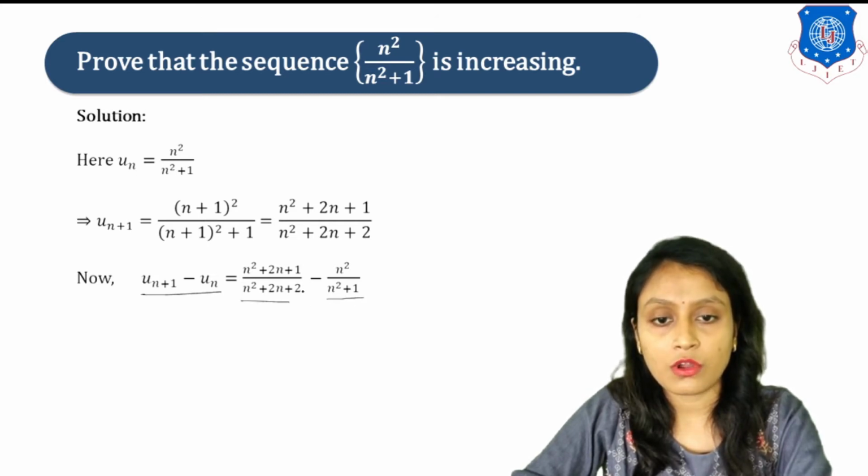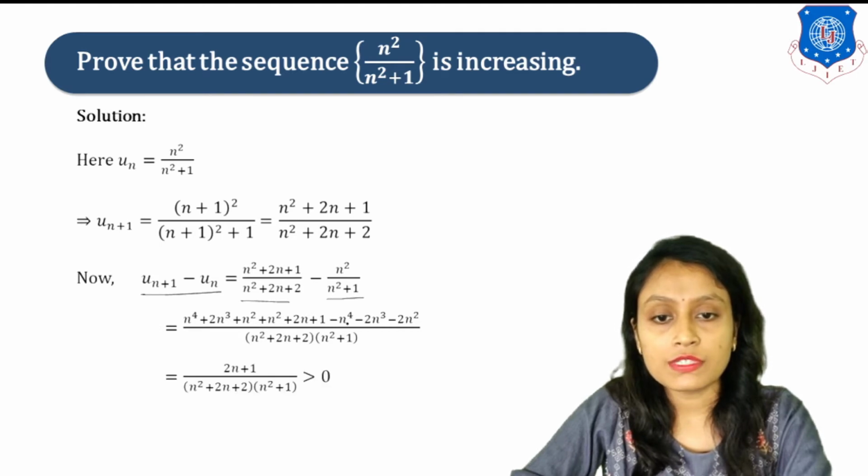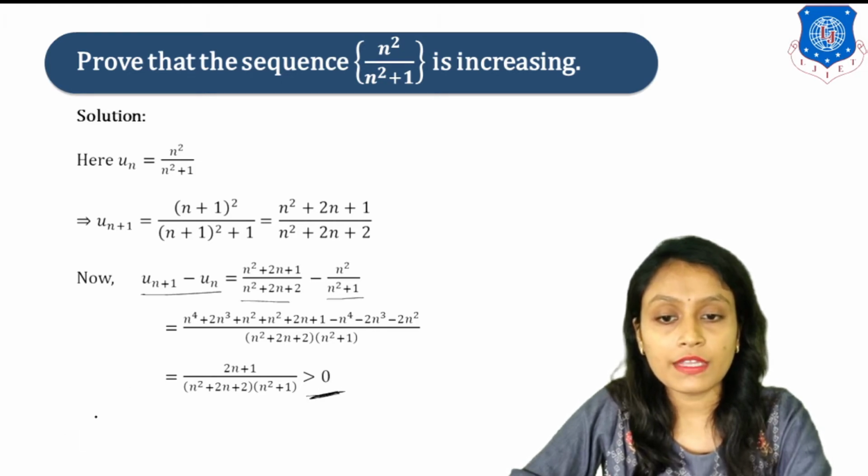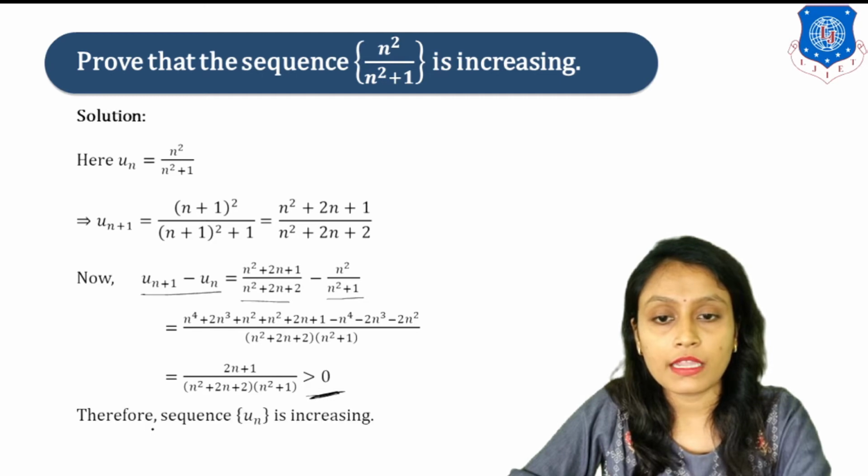Substitute the answers of u_{n+1} and u_n. Next we have to cross multiply and simplify. You will get the answer of u_{n+1} minus u_n as 2n plus 1 upon (n square plus 2n plus 2) into (n square plus 1), which is greater than 0. So here we have u_{n+1} minus u_n is greater than 0.